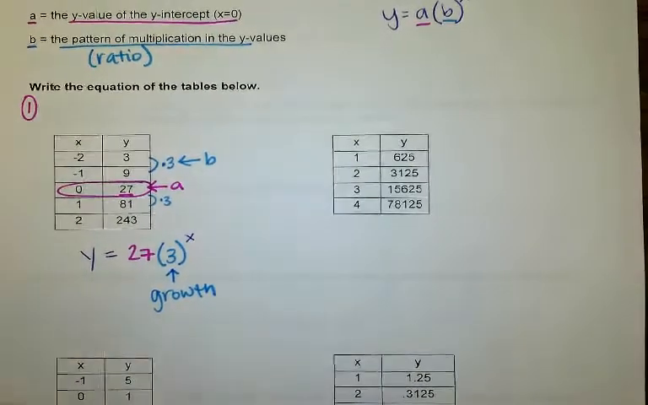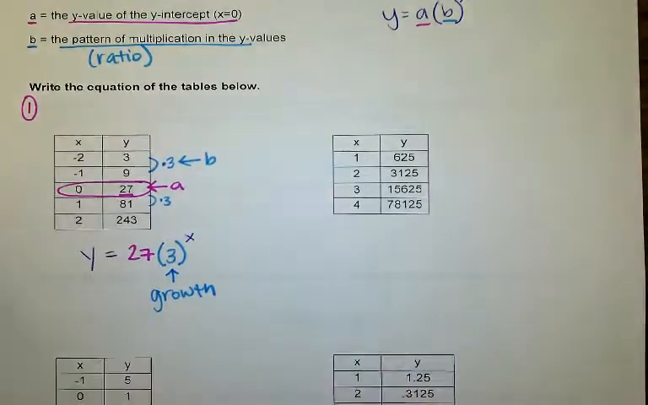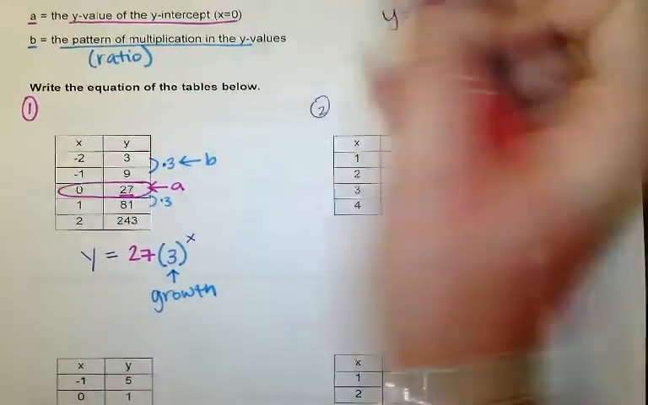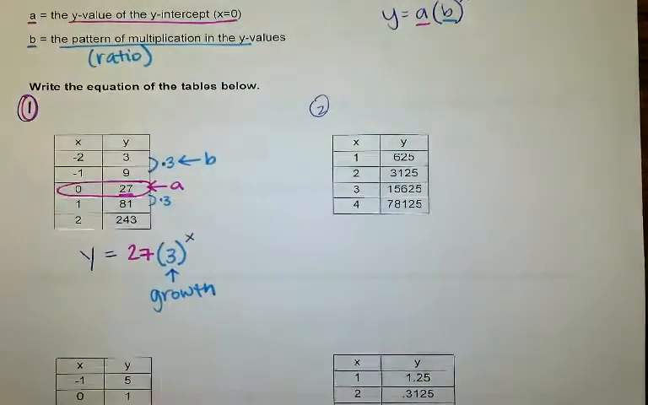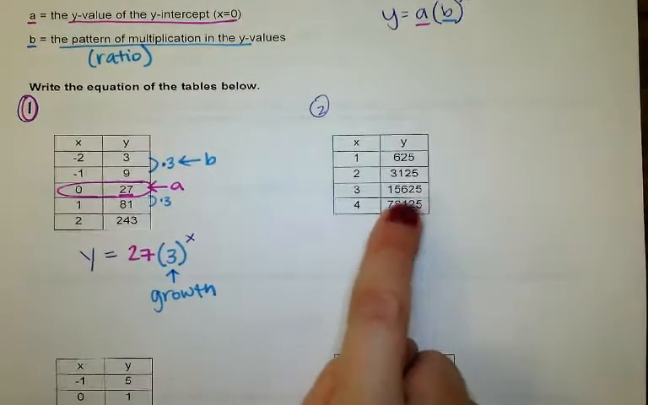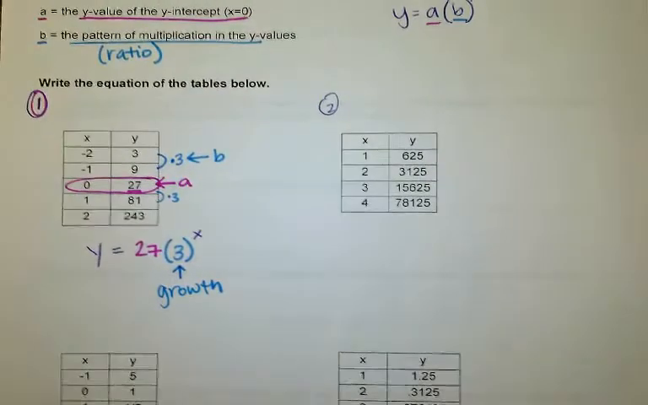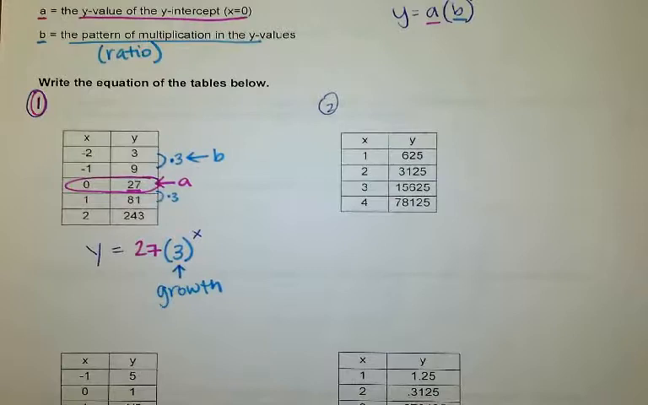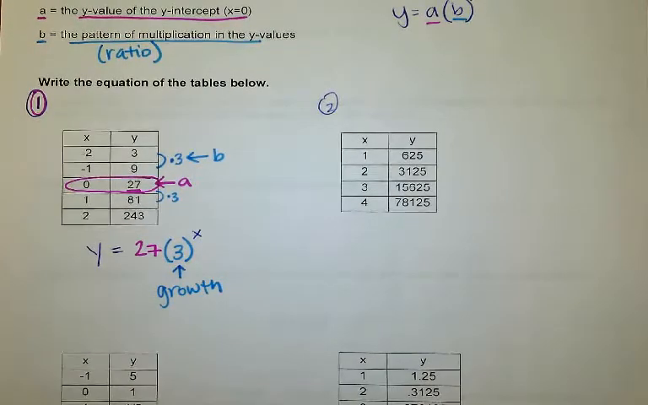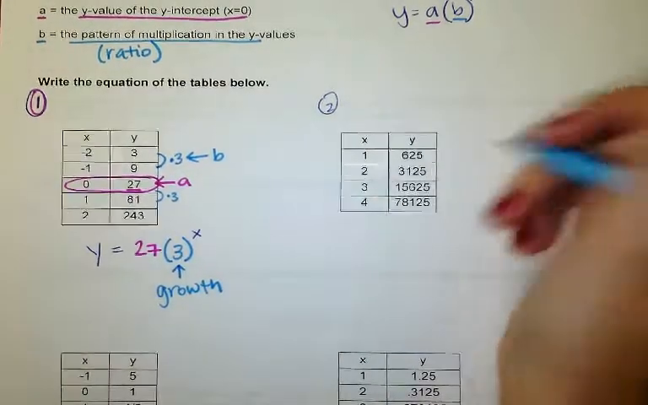All right, so let's take a look at number 2 here. When you look at this, do we have our y-intercept on the table? Are we given a 0 for the x? No, we don't know it. That kind of sucks. We're going to have to find it. We're going to have to do a little backwards math here, but we can find it.